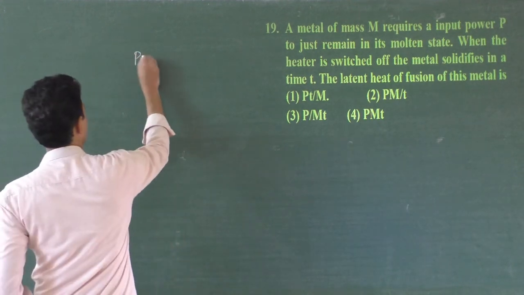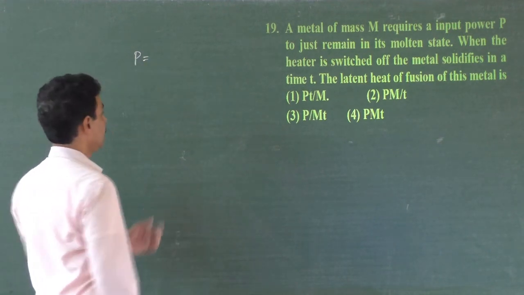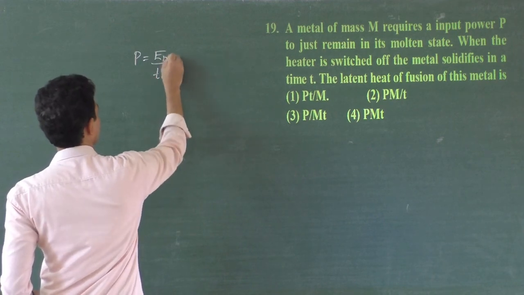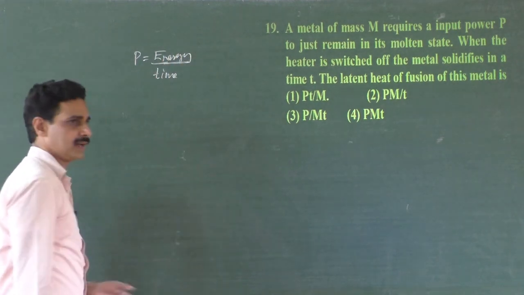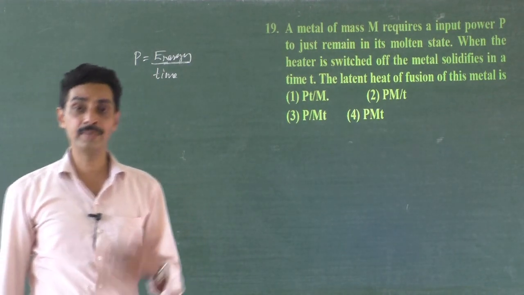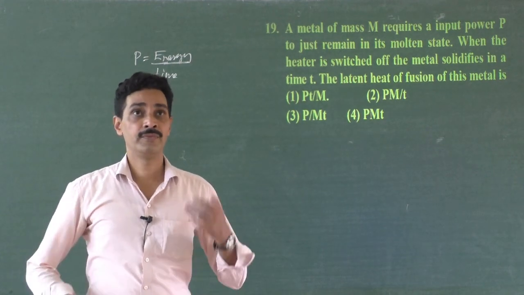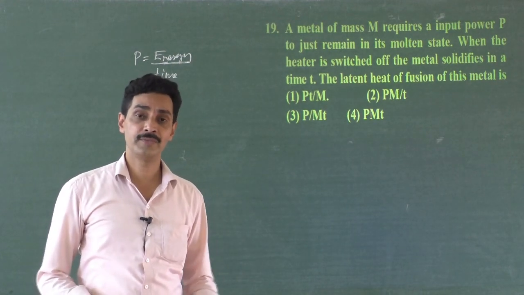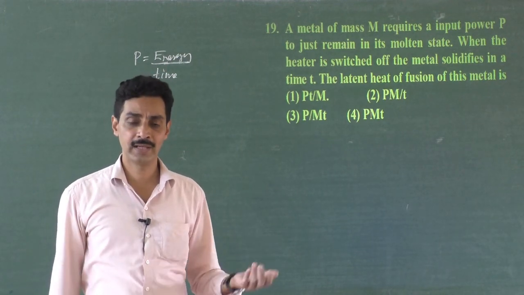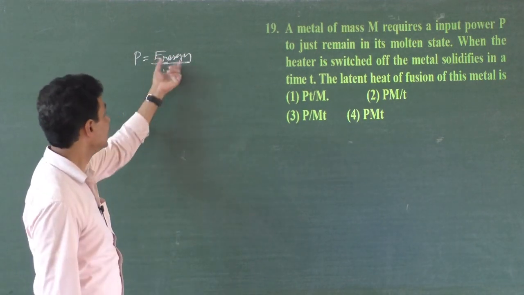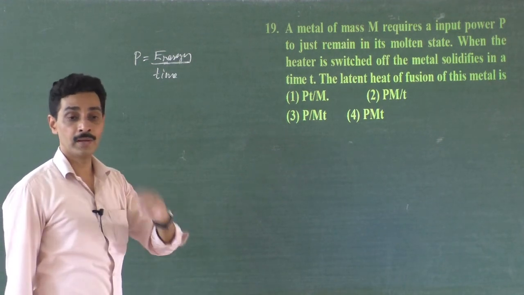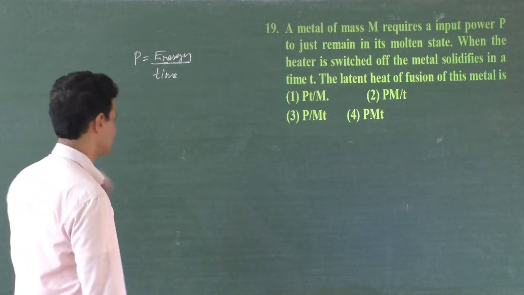Power, what do you mean by power? We will start from power. Power of that heater is energy divided by time. Energy by time is power. What do you mean by energy? That is heat energy supplied, because a heater delivers energy in the form of heat. A fan delivers energy in the form of mechanical energy, and a light bulb gives energy in the form of light. In the same way, this heat energy given per unit time is used to melt it, right? Keep it in the molten state.